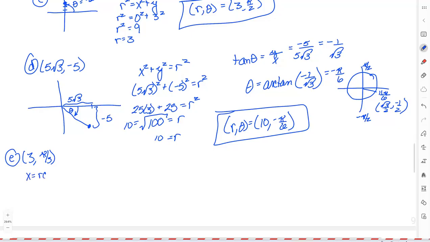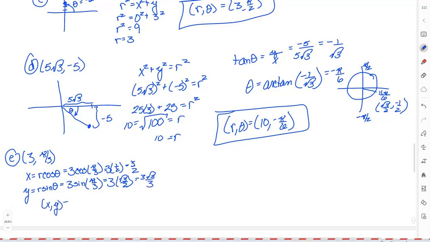So we know x equals r cosine of theta, which is going to be 3 times cosine of pi over 3. And if we look at our unit circle, cosine of pi over 3 is the x-coordinate, which is 1/2. So that's going to be a 3/2. And then y equals r sine of theta, which is 3 times sine of pi over 3. Sine of pi over 3 is equal to square root of 3 over 2. So I'm going to get 3 square root of 2 over 3. So my xy ordered pair would be equal to 3/2 and 3 square root of 2 over 3.